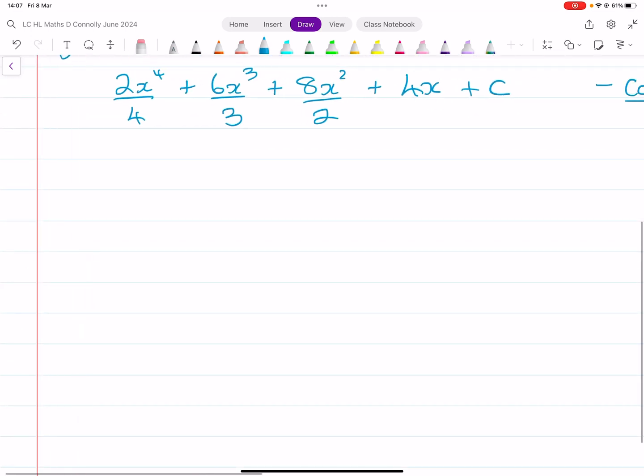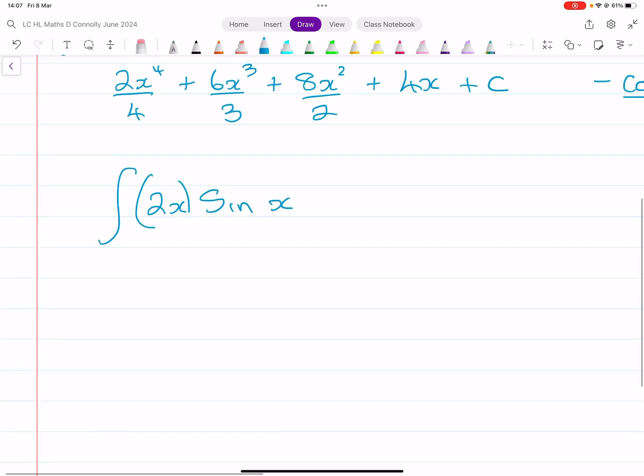Like if it was something like this that we were integrating, like 2x sine x, that's different, because this is not a coefficient. It's its own term with an x on it, which would change with respect to x. Do you know what I mean? So that would be like obviously a product rule, but we don't have a product rule in integration. So that would be done using a process called integration by parts. But integration by parts is not on the course anymore, so you're not going to be asked a question like that.